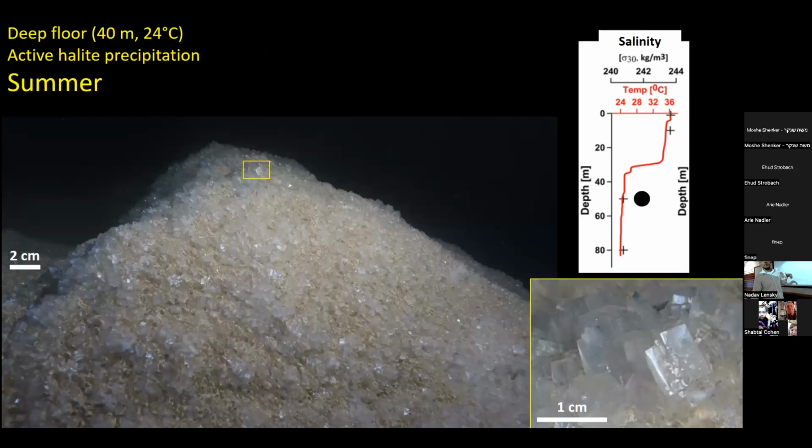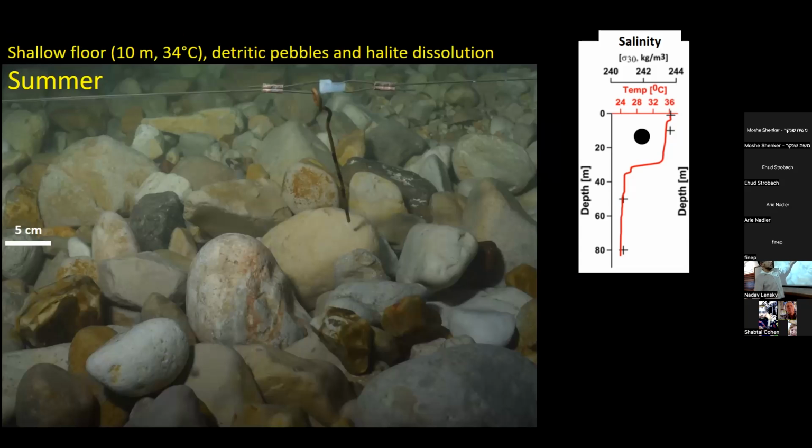At the same time, we go a bit further to the deep. We go deep enough below the thermocline. So we are now at 40 or 50 meters depth. It's cooler, but what you see here is salt crystals that are forming. You see, this is about 1 centimeter. Cubic crystals as perfect as they can be. And they are forming at the same time that in the other part they are dissolving. So here we have dissolution in the shallow. At the same time in the deep we have precipitation of coarse crystals.